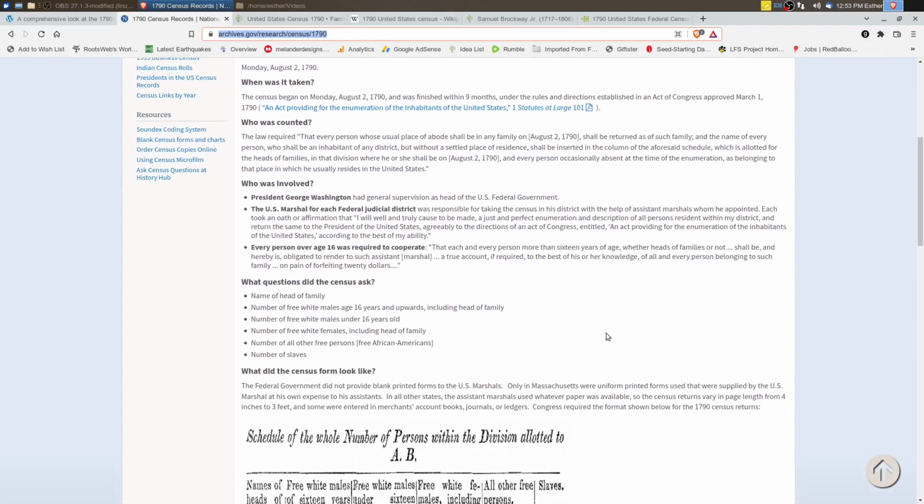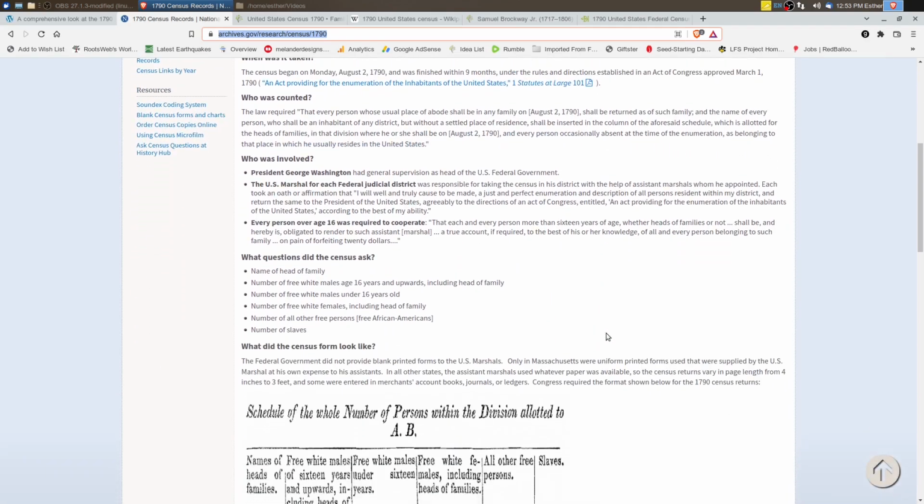There was some concern by George Washington and Thomas Jefferson that the count was not accurate, that it was undercounted, that there should have been more people included. But it is what it is, and so it's hard for us to know in our day how accurate that original count was.